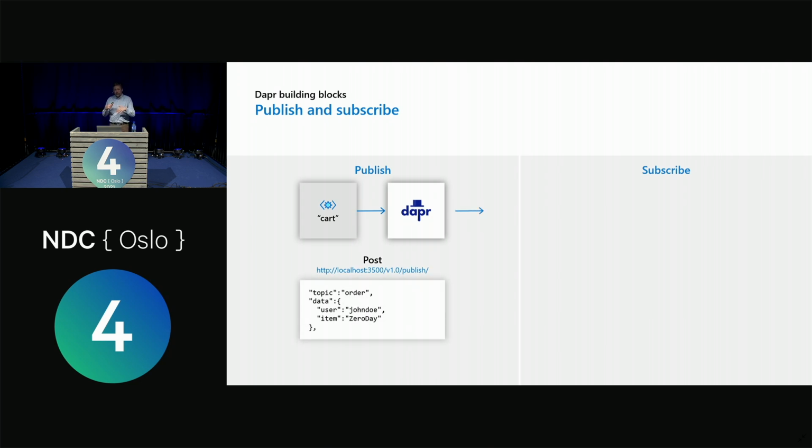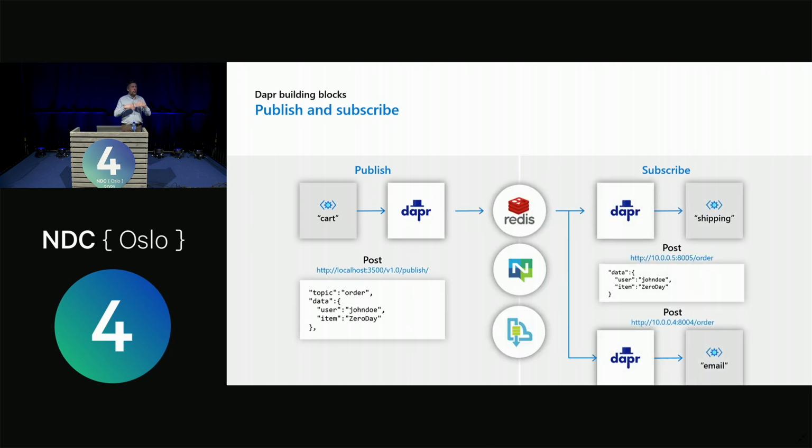Pub/sub, again, you're starting to see the pattern here. When you want to publish an event, you do that through your sidecar. You can select the type of message bus that you want to use. So Redis or RabbitMQ and Azure Service Bus. So you publish an event, and you can specify any number of subscribers to the topic of your service bus. So of course, a very, very common pattern in distributed systems, event-driven systems, is the pub/sub communication form.